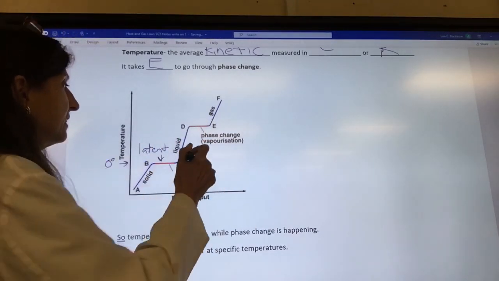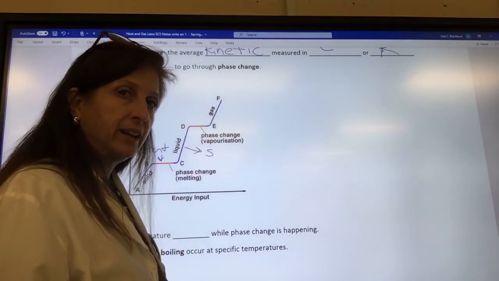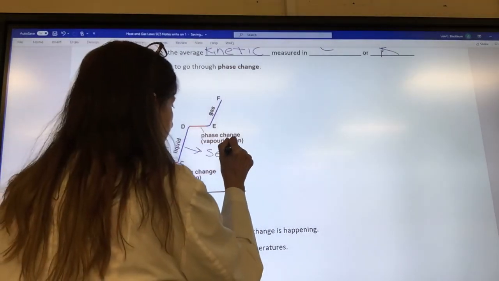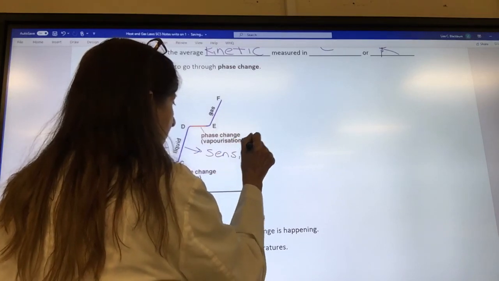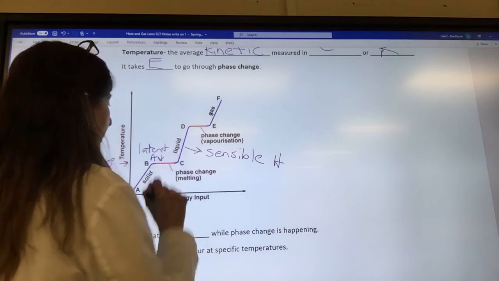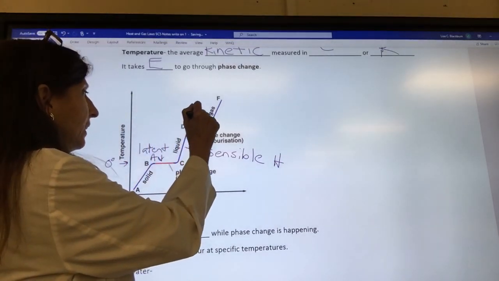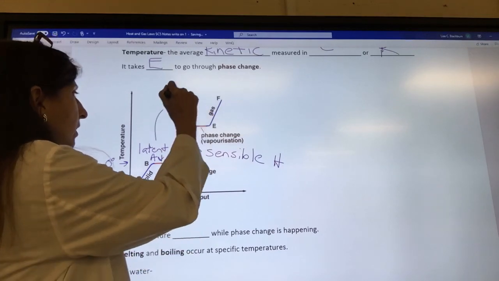And that's called sensible heat. It's all sensible. It makes sense. You add heat, and it heats up. Sensible heat. That's latent heat. A little H there. Then it gets to the point where it's boiling, right here.